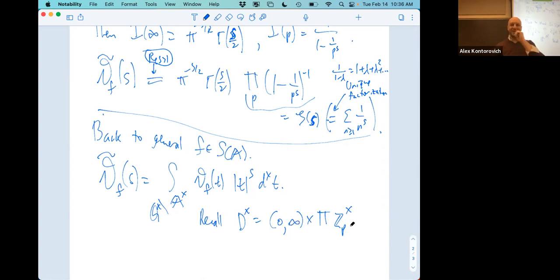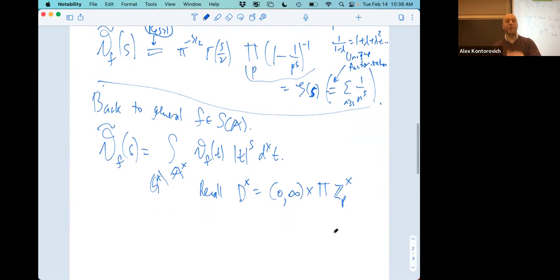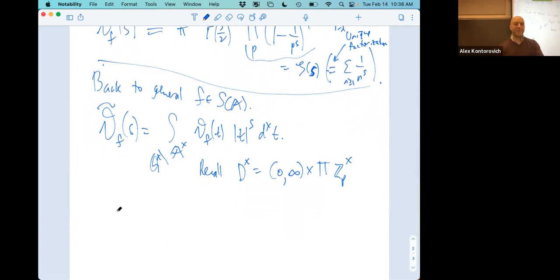Exactly. Okay, we remember this, right? We can take any, this was the strong approximation in the adeles. Okay, what did we do classically? We broke the integral as an integral from 0 to 1 and 1 to infinity. What we're going to do adelically is very similar.